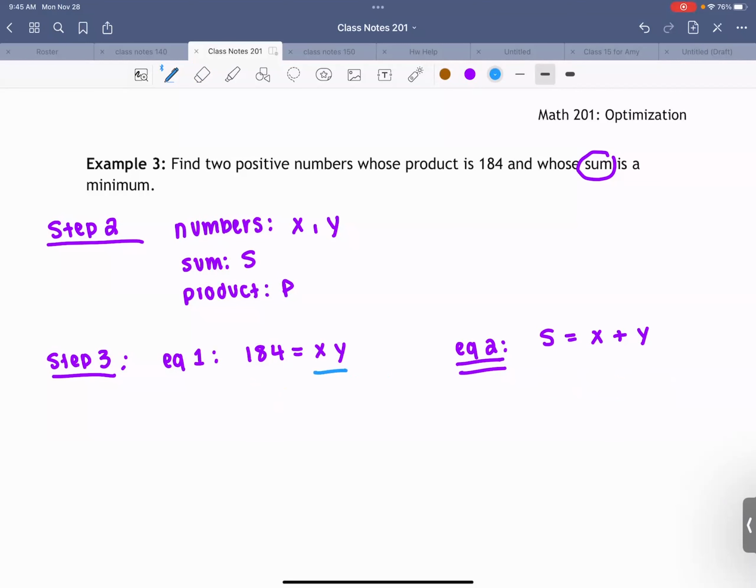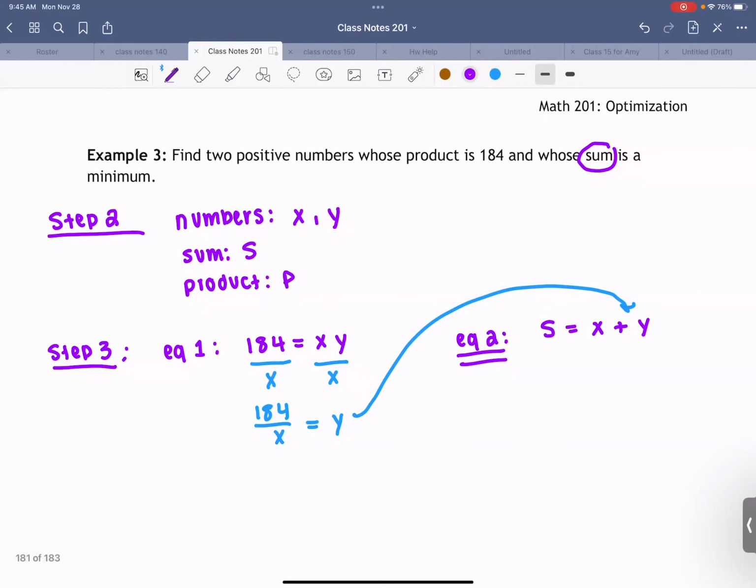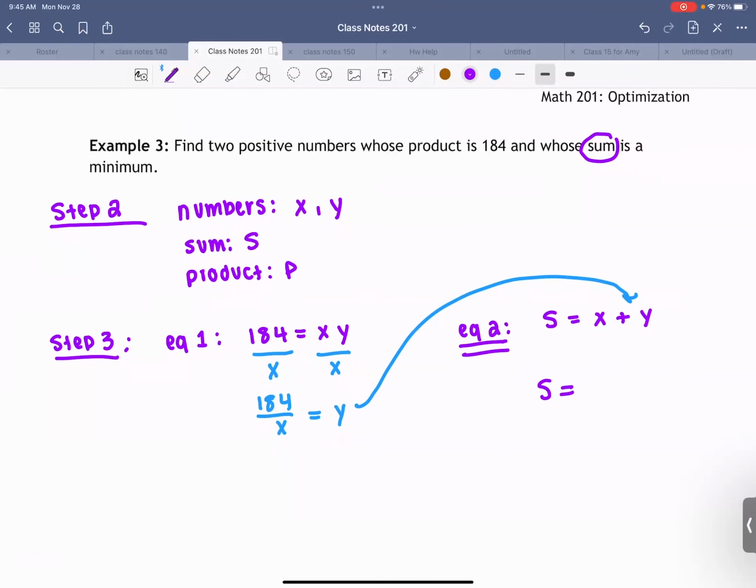So I'm actually going to solve for y here because I like working with x. So 184 over x equals y. You can solve for x, but the whole problem doesn't really change if you do that. I'm going to plug this into equation number two, and I get that s is equal to x plus 184 over x. So that's the equation that I really want to find the derivative of.